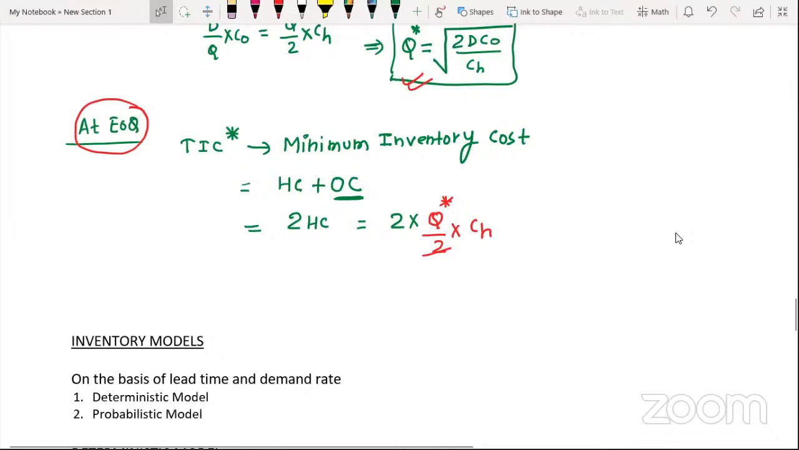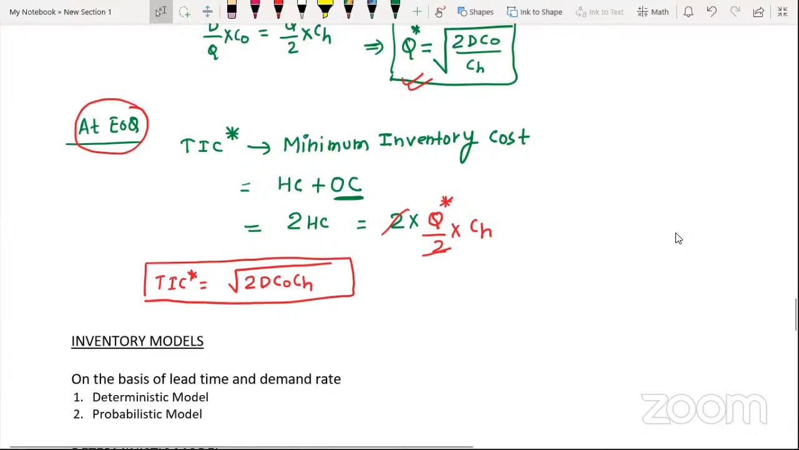This 2 and this 2 will get cancelled, and we will get our TIC star at under root of 2D C naught into CH. Very important also, both these formulas are very important. We will encounter both formulas throughout this chapter. So you must remember this EOQ quantity formula, that is under root of 2D C naught by CH, and the TIC star formula, root 2D C naught into CH.